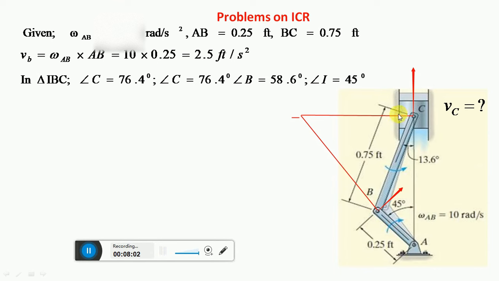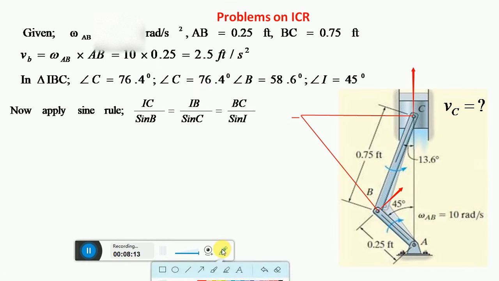Now you can see this is 90 degrees and this angle is given as 13.6 degrees. So angle C will be 76.4 degrees. Next, angle I will be 45 degrees. How? You can see this is a right angle triangle and this angle is given as 45 degrees. This is 90 degrees, so angle I will be 45 degrees. Now the remaining angle B will be 180 minus angle I plus angle C. So we get angle B equal to 58.6 degrees.